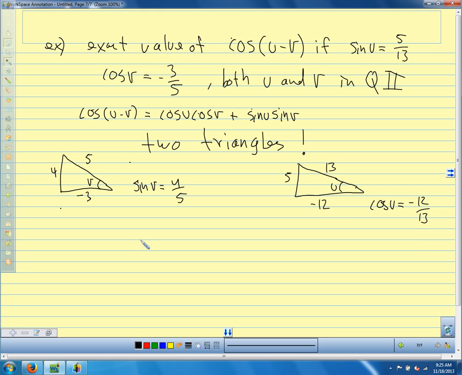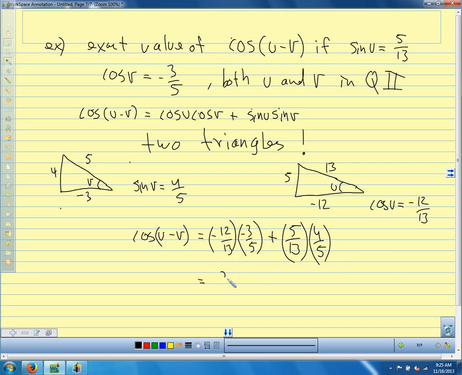So now I'm ready to write out my formula. Cosine u minus v. I didn't even have to find the angles. I could just find the sines and the cosines. Cosine u, minus 12 thirteenths, times cosine v, negative 3/5, plus sine u, 5/13, times sine v, which is 4/5. So I get 36 65ths plus 20 65ths equals 56 65ths. And that's the exact value of cosine of u minus v.